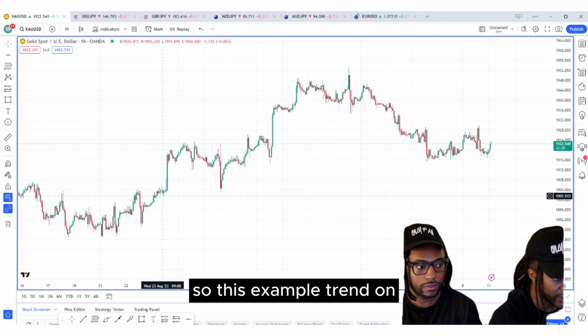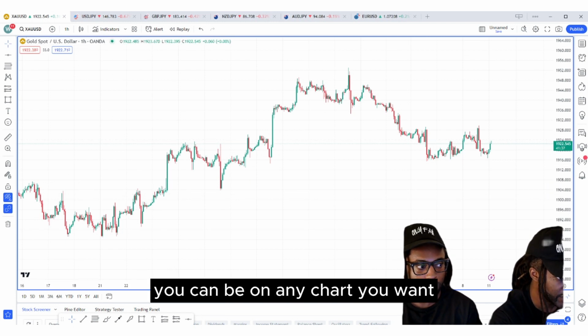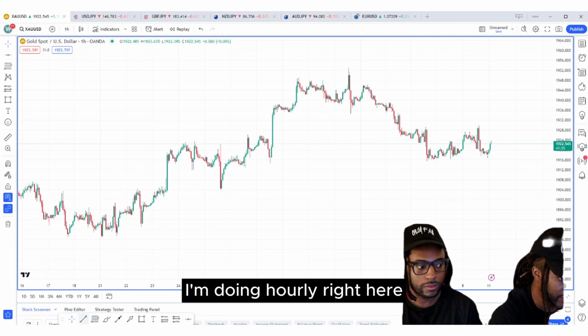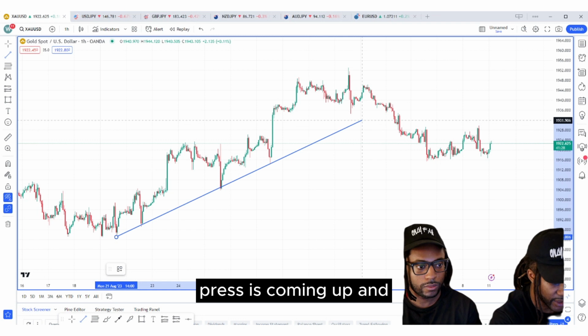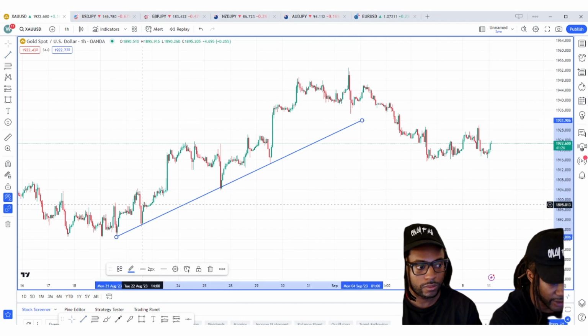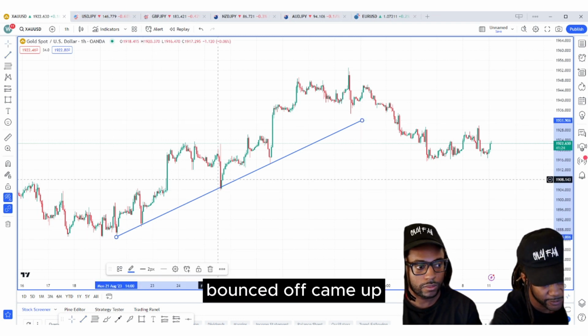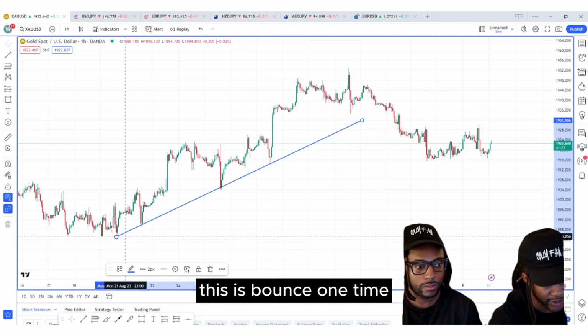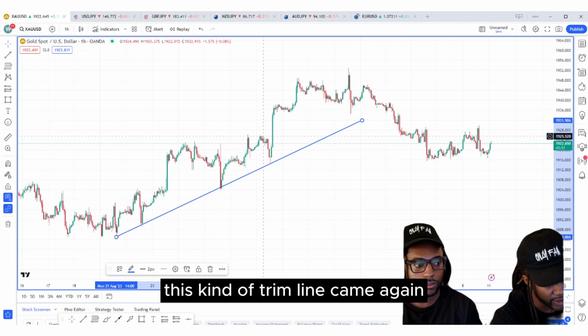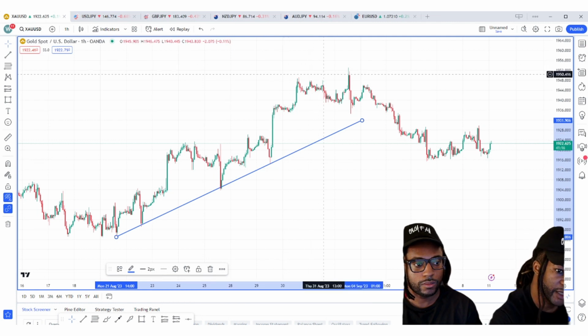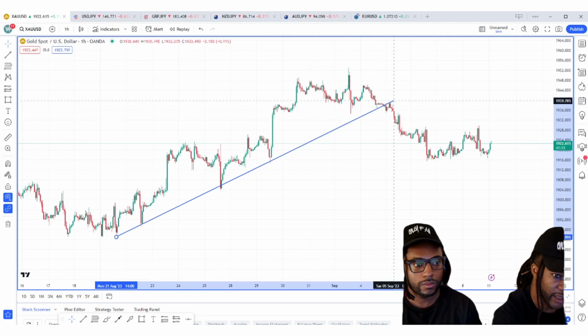So this is an example of a trend line. This is our hour chart. You can be on any chart you want, I'll just do it on the hourly. Right here, I see a trend line. Price is coming up and bounced off, came up, bounced up again. So it bounced one time, bounced two times. I'm like, okay, this is kind of a trend line. Came again, bounced off again. This trend line is holding.